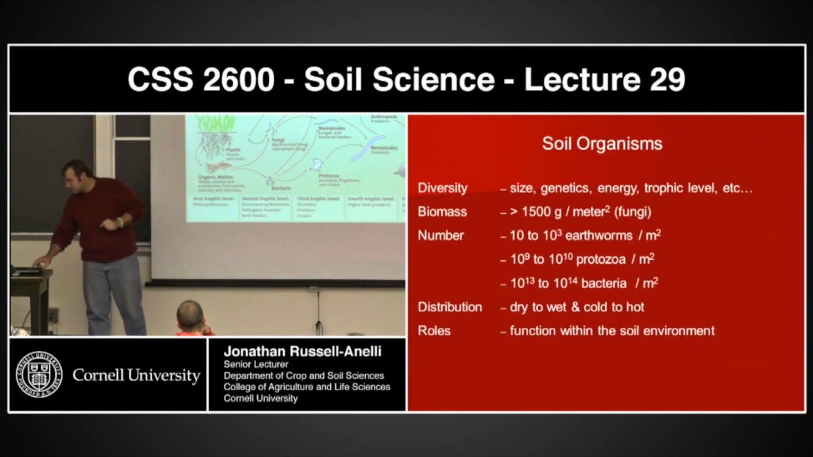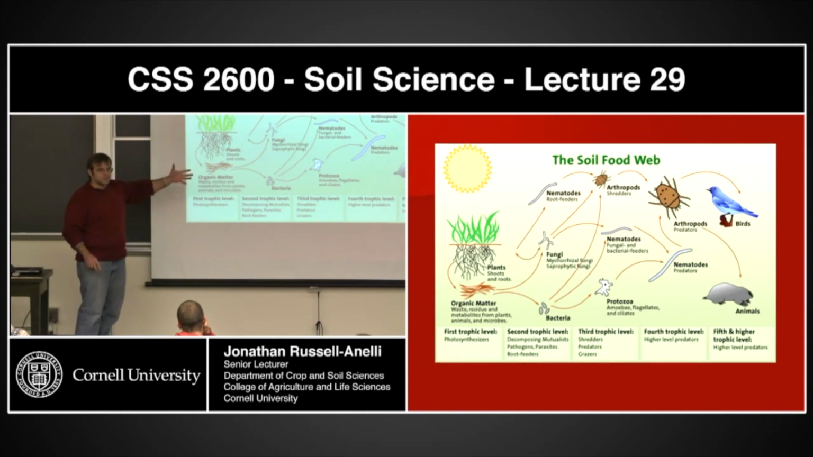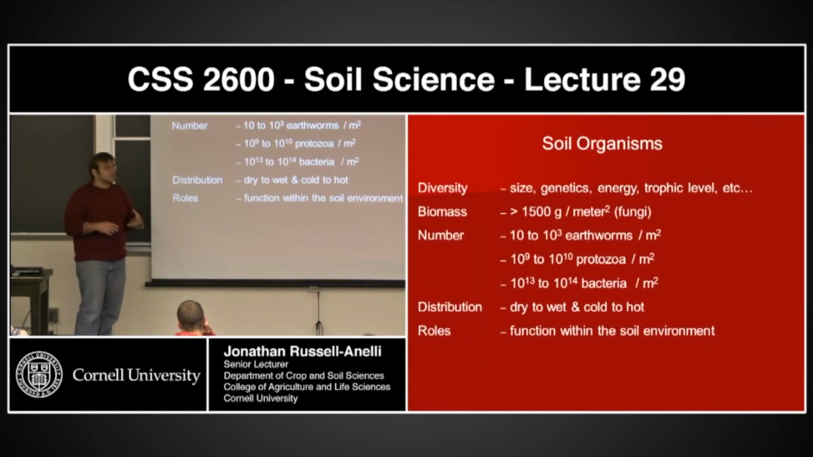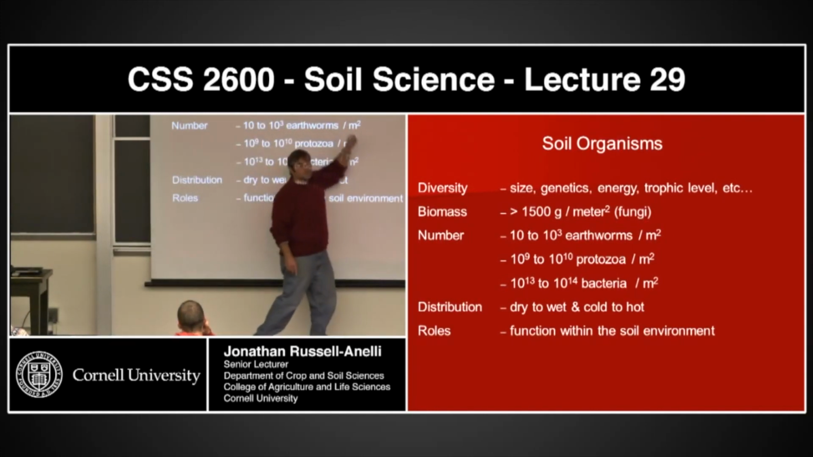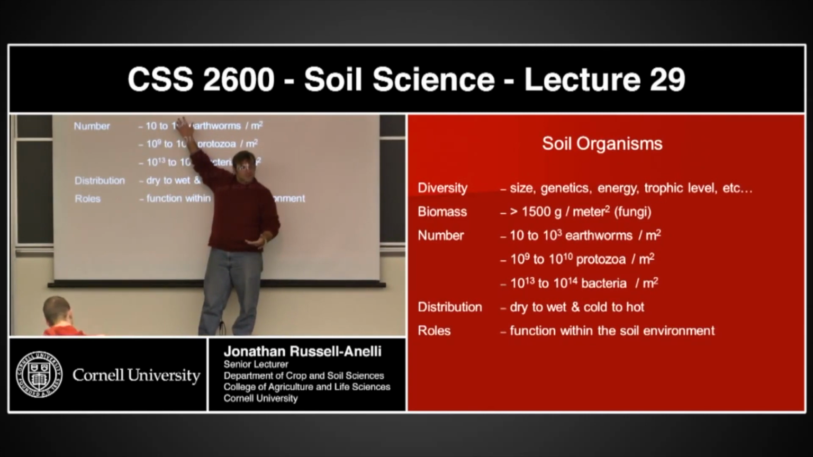But I'd like you to think about it in another sense. Certainly form and function, which you see here, but I also want you to think about diversity and what that diversity is creating. You've seen a slide very similar to this earlier. When we think about diversity, we talk about size, genetics, energy, and trophic level. Did we just talk about that? Basically, the four ways that we classify things.